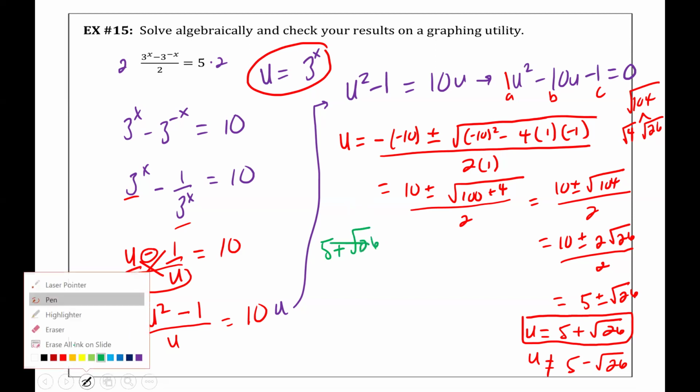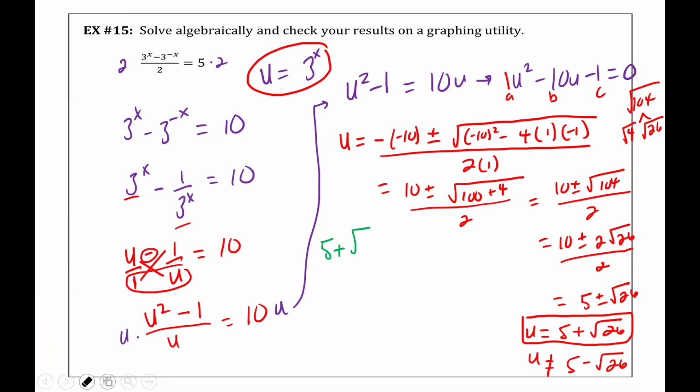Oh, that got ugly. Let's erase that. Square root of 26 equals 3 to the x. All right, so if I'm left with this as my thing, 3 to the x, to free the x, I'm going to take the log base 3 of both sides. So log base 3 of 5 plus the square root of 26 equals x. That's our exact value. So this is our exact value.